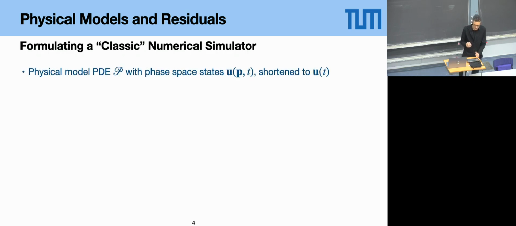And if we have a model that we know is applicable to our case, it will in the following typically be called P with the script font and certain states u. Then this P will be assumed to take a u at different locations at a certain time t and update it in time, for example.